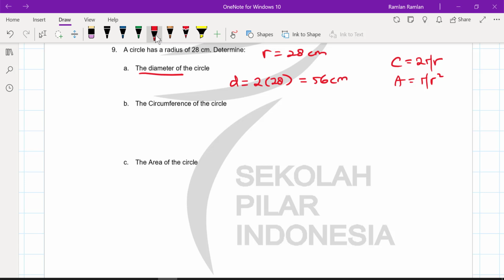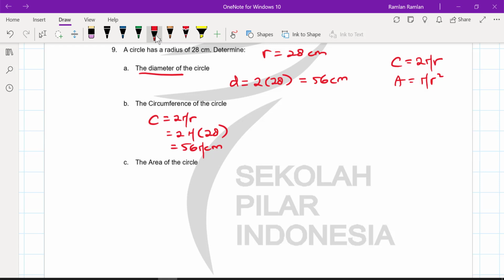Okay, the circumference of the circle. Since we have this formula, C equals 2 pi r, and since we know that r is 28, that'll be equal to 2 times pi times 28, and that'll be equal to 56 centimeters. Oh, sorry, 56 pi, my bad. You don't have to change this into a decimal, just leave it like that.